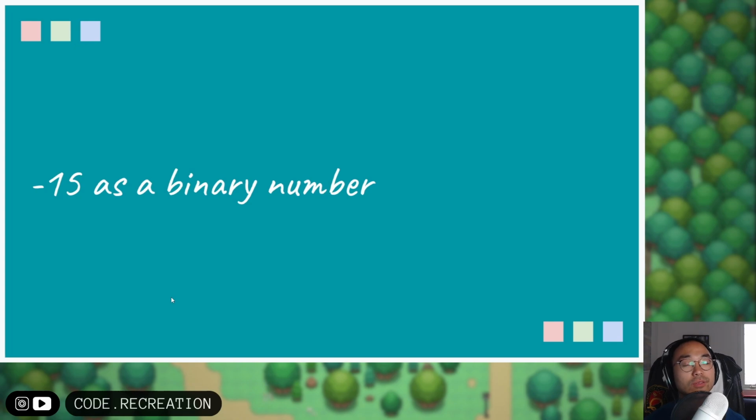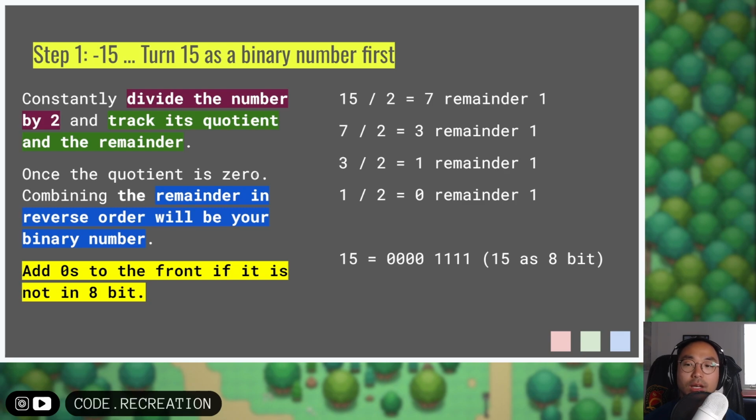And we'll do one final example here. We're going to turn negative 15 into a binary number. We're going to do the same thing, constantly divide the number by 2, tracking its quotient and the remainder, because we want the positive 15's binary number. 15 divided by 2 is 7, 7 divided by 2 is 3, 3 divided by 2 is 1, and 1 divided by 2 is 0.